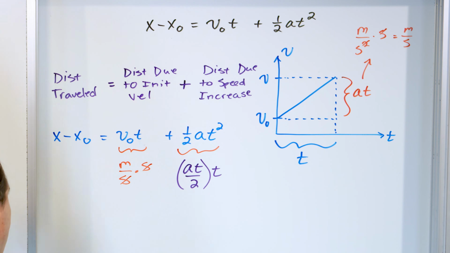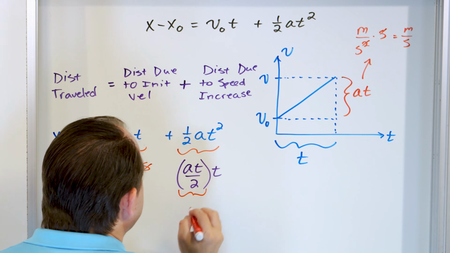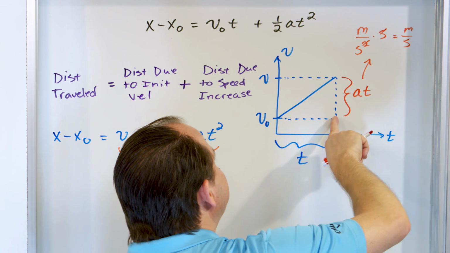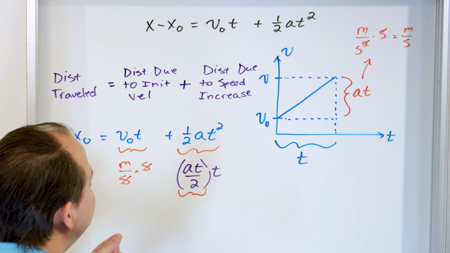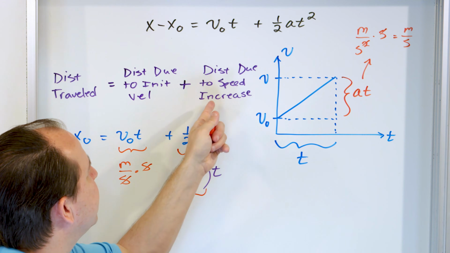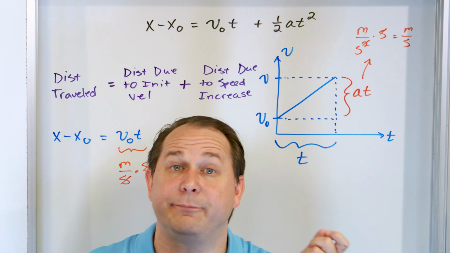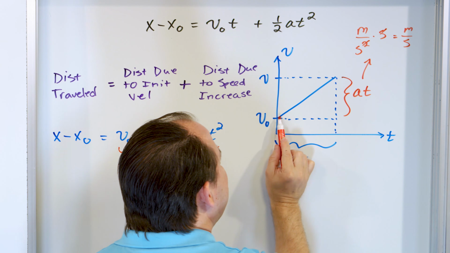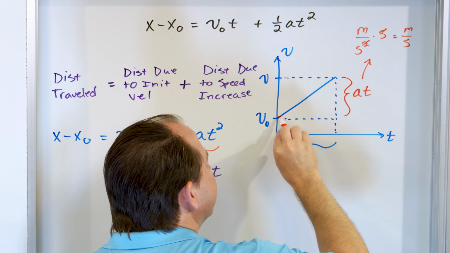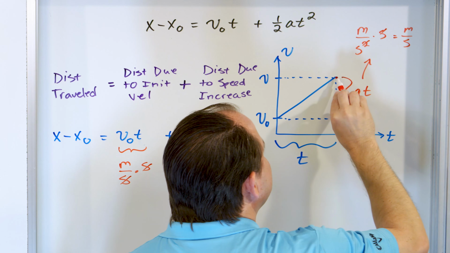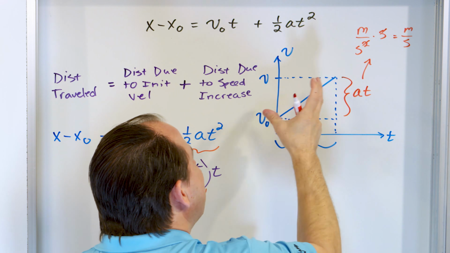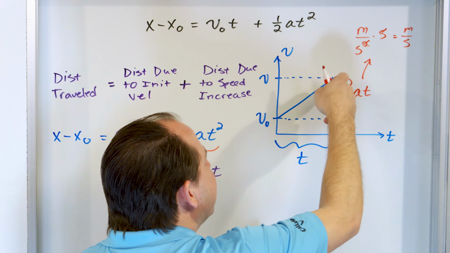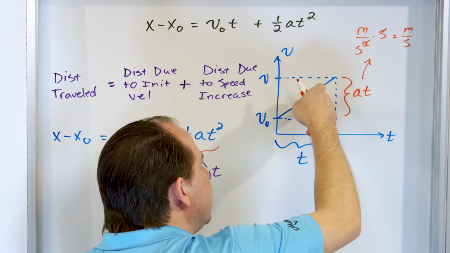So then what is this thing right here? At over 2. At comes in our drawing. That is the speed picked up, right? So what we want to do is figure out how far did I travel due to the increase in speed. But you see, during the time window I care about, initially I'm traveling at the initial velocity, and then I'm traveling at the final velocity. So if I want to figure out how far I traveled due to the increase of speed, what number do I pick? Do I pick this number, or this one, or this one, or this one?